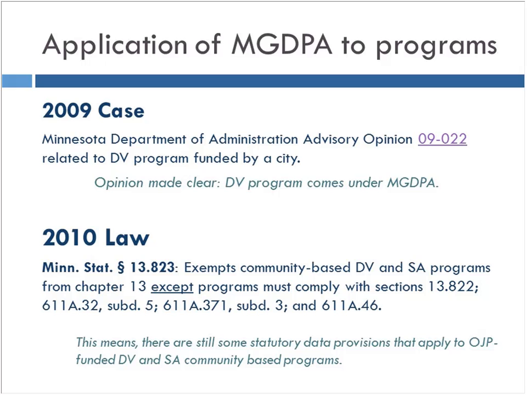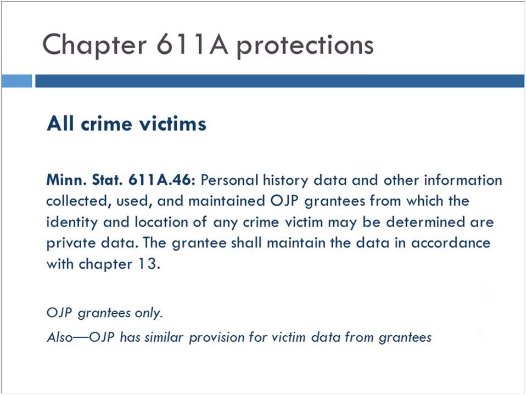So because of that case, in 2010, a new law was enacted. Thank you, Minnesota Coalition for Battered Women, for pushing this through. This law says that community-based domestic violence and sexual assault programs are exempted from Chapter 13, the Data Practices Act, except they must comply with certain sections, and they're listed here on this slide, 13.82, and then 3 provisions under Chapter 611A. What that means is that for some purposes, Chapter 13 does apply, primarily in terms of how we define data. So let's look to those 611A provisions.